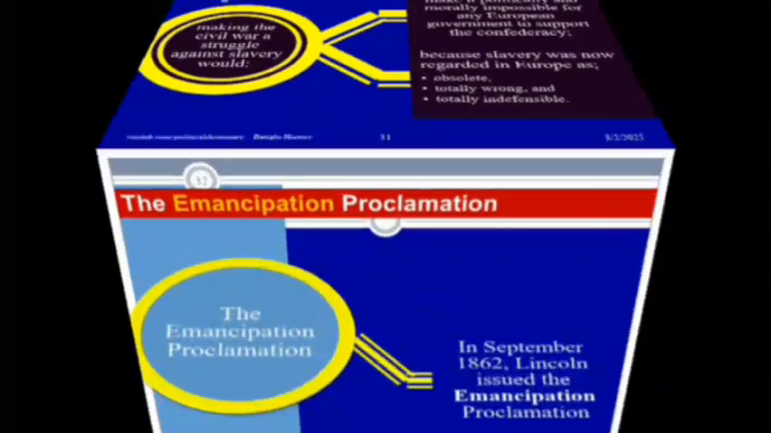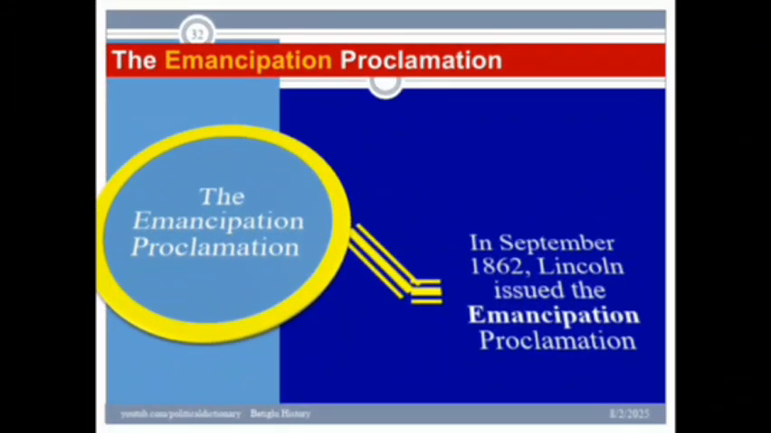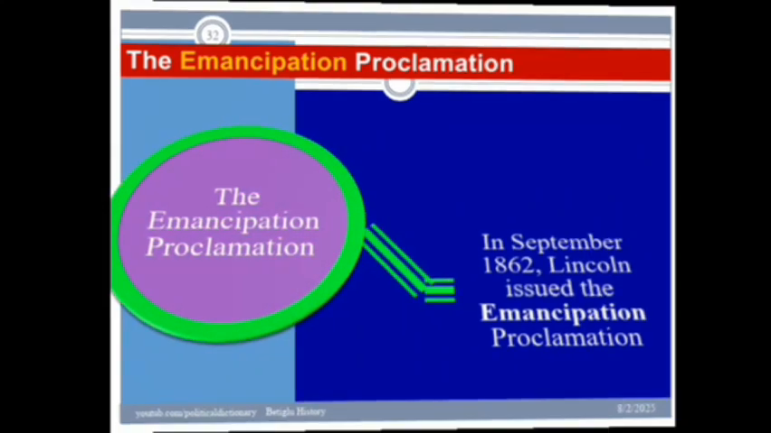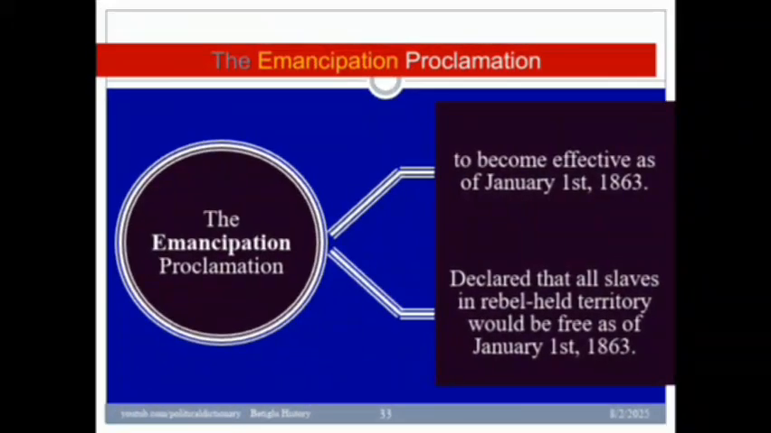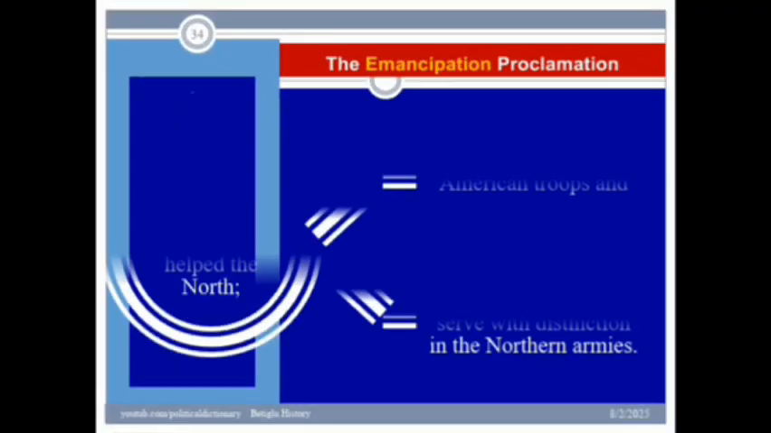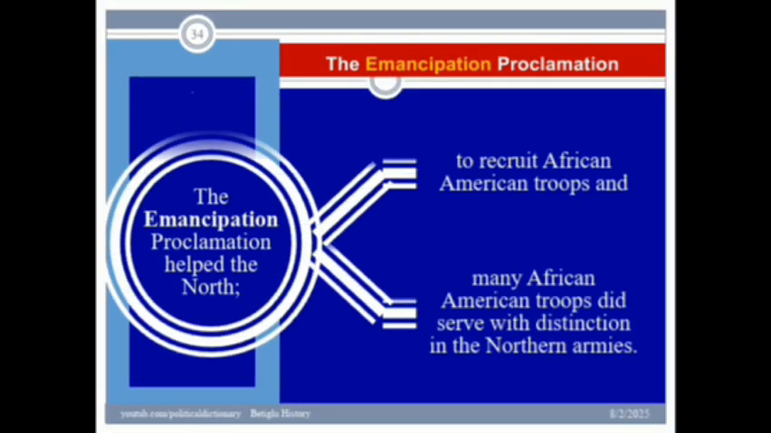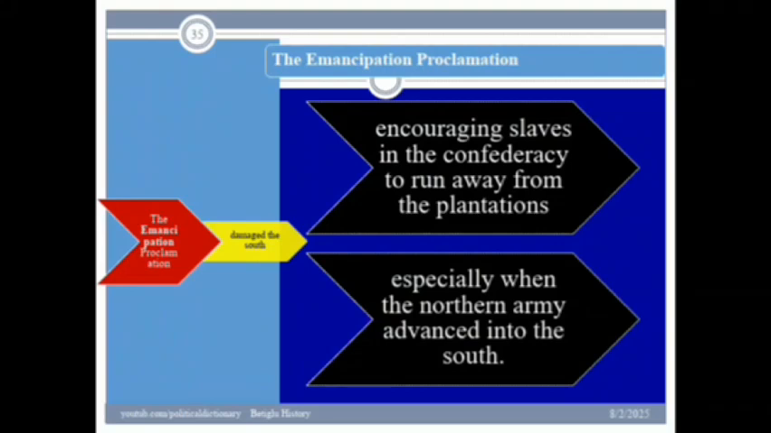In September 1862, Lincoln issued the Emancipation Proclamation to become effective as of January 1, 1863. The proclamation said that all slaves in rebel-held territory would be free as of January 1, 1863. The proclamation helped the North to recruit African American troops, and many African American troops did serve with distinction in the Northern armies. The proclamation also damaged the South by encouraging slaves in the Confederacy to run away from the plantations, especially when the Northern Army advanced into the South.